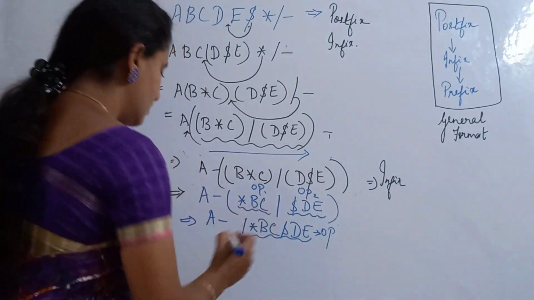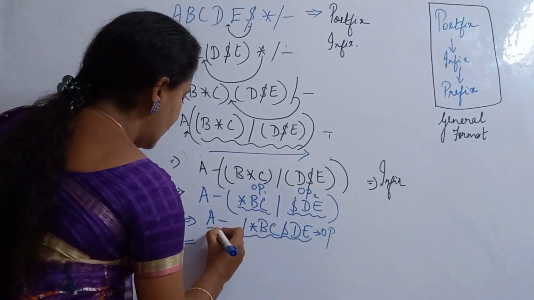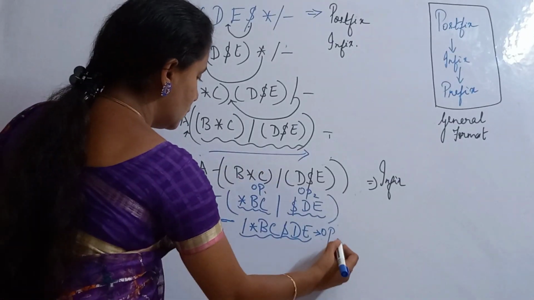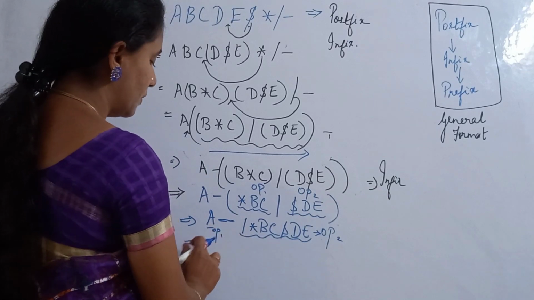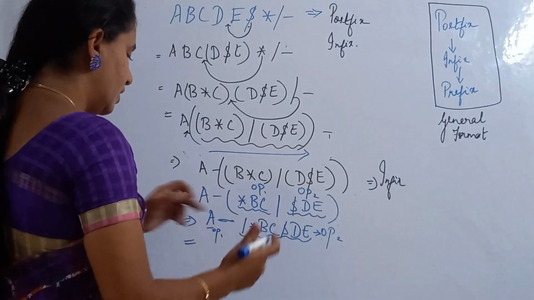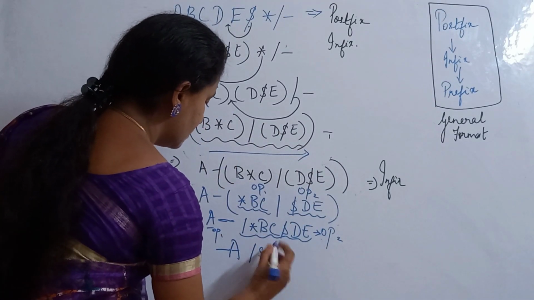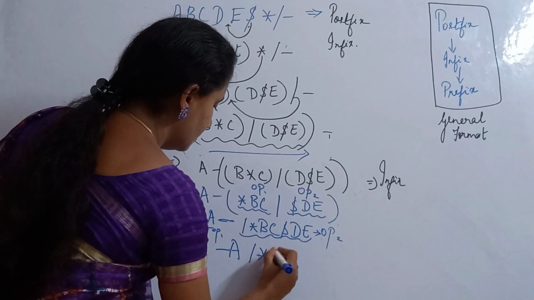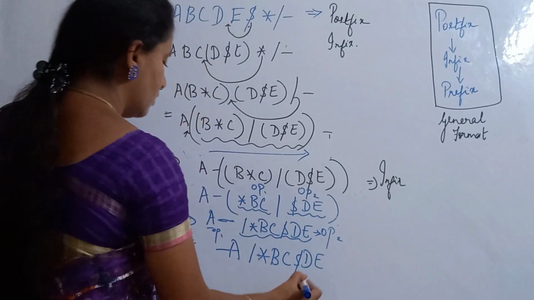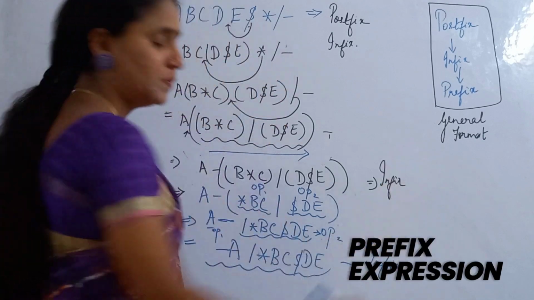Next, we will go for the next step. I think this is the last step for converting. So A is your operand, isn't it? Minus is your operator. This one is your next operand, that is, this is operand 1 and this is your operand 2. So shall we directly convert it? Okay, if you convert this, you will get minus A slash asterisk B C $D and E. Okay friends, so this is your respective expression.